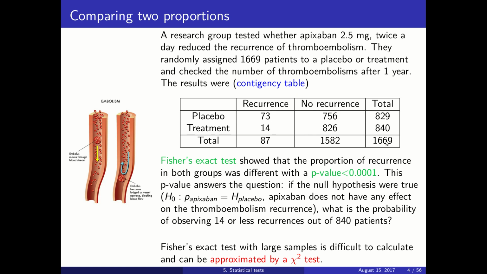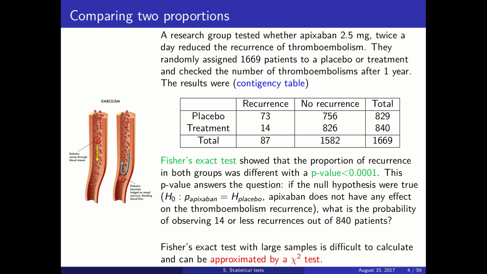So almost 1,700 people participated in this study, and we can compute the probabilities of having this recurrence. So for instance, for the treatment group, the recurrence is 14 divided by 840. For the placebo, it is 73 divided by 829.